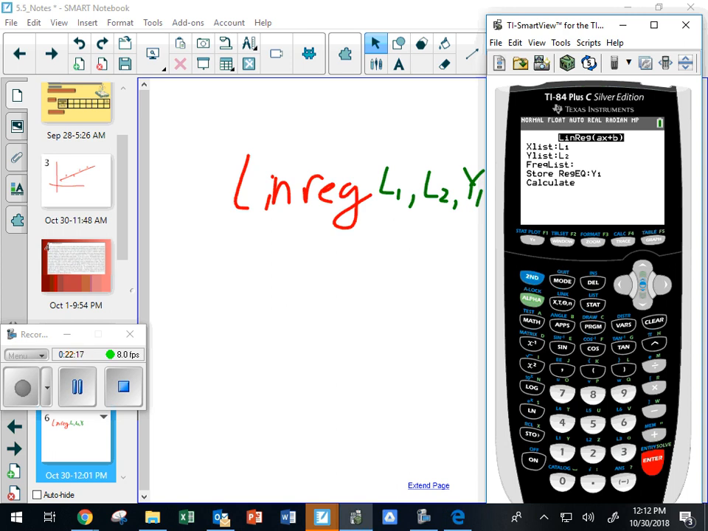All right? So once you have your L1, your L2, and your Y1, it should look like this on the new calculator. On the old calculator, it should just be L1, comma, L2, comma, Y1. So for those, if you have one of those two, just hit enter on the bottom here so that it'll calculate it for you. And you're going to end up with a screen that looks kind of like this. Right? On this screen, that top equation, what does that top equation say? Y equals ax plus b.